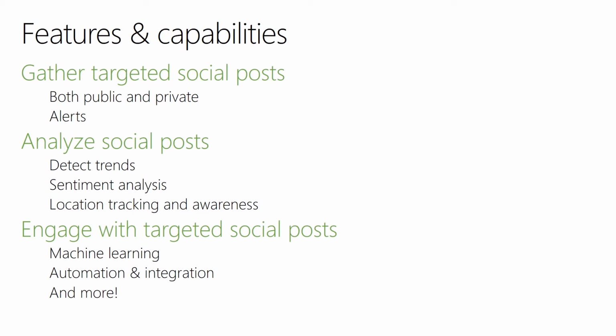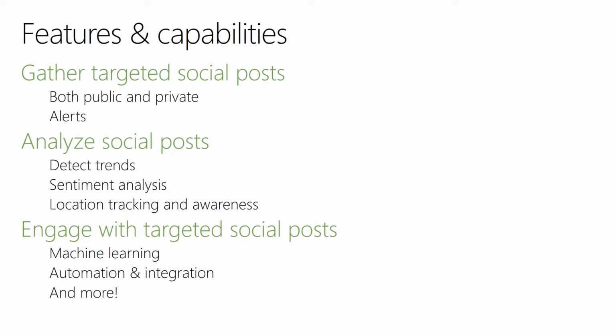Now that we've seen some of social engagement in action, let's talk a little bit about the features and capabilities that we saw. We can gather targeted social posts, both public posts and private posts, so that we're seeing things through our authenticated accounts, things that are not necessarily public. We can also set up alerts for these so that we get notifications automatically if we've got trends that are changing, if we have private messages from high-profile influencers.